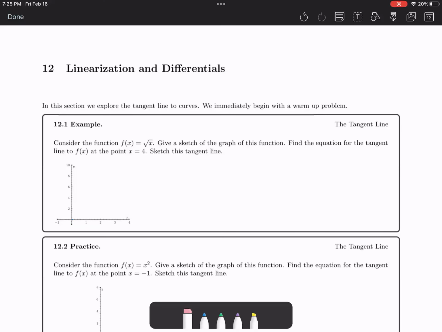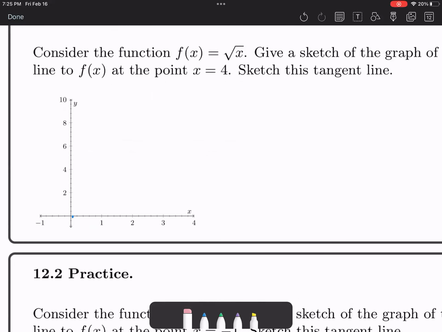It's a little strange to open this new section with a problem that we're so familiar with, the tangent line. But I wanted to do this because linearization and the differential is exactly the same problem as finding the tangent line. To see what I'm talking about, let's start with this example.